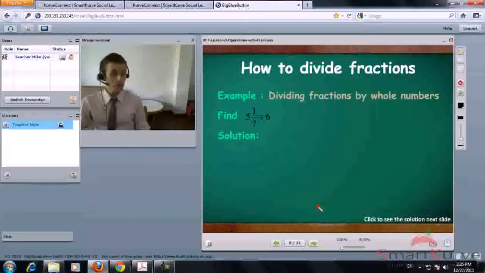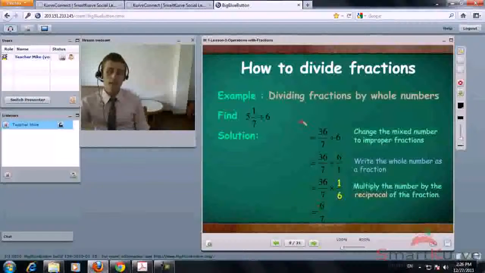Dividing fractions by whole numbers. Change the mixed number to an improper fraction. 5 and 1/7 becomes 36/7. Divided by 6. Remember, a whole number as a fraction is the whole number over 1. So we have 36/7 divided by 6/1. 36/7 times 1/6. Multiply the number by the reciprocal. 6/1's reciprocal is 1/6. That equals, the 6 can cancel out to a 1, the 36 to a 6. 6 times 1 is 6, 7 times 1 is 7, 6/7.